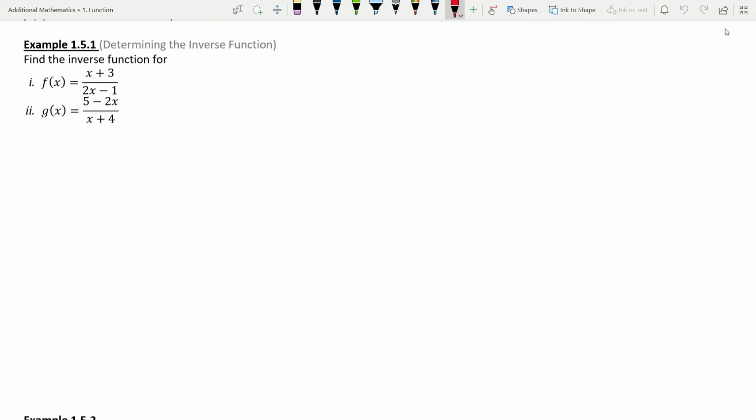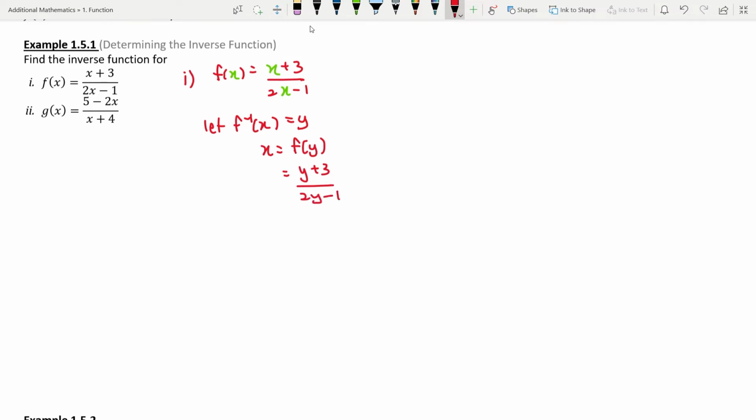Let's look at example 1.5.1. Find the inverse function for the following. For the first example, we have f of x equal to x plus 3 over 2x minus 1. x is our variable. In order to find the inverse function of f, we let the inverse function of f equal to y. x equal to f of y. Substitute y into the function f, we have y plus 3 over 2y minus 1.